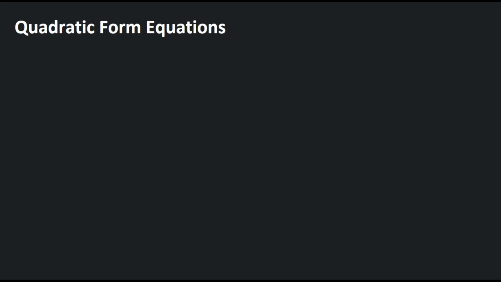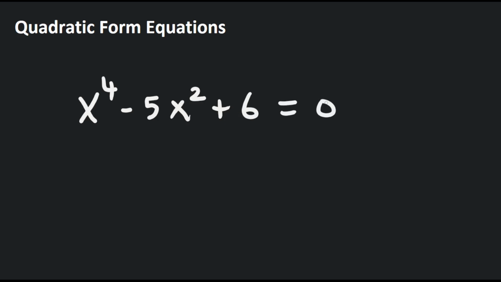Hey everyone, in this video we'll learn how to solve higher degree polynomials that are in quadratic form. So let's say we had this polynomial right here, x to the fourth minus 5x squared plus 6 equals 0.